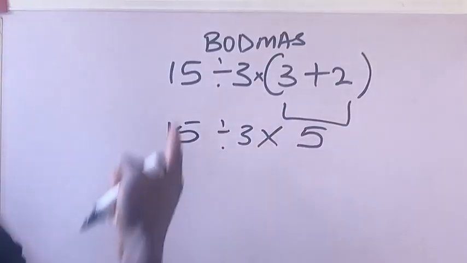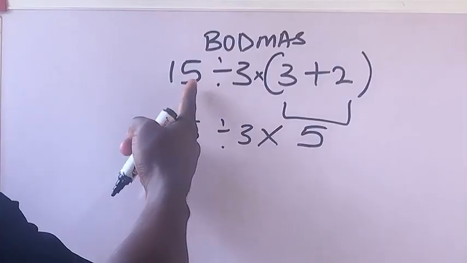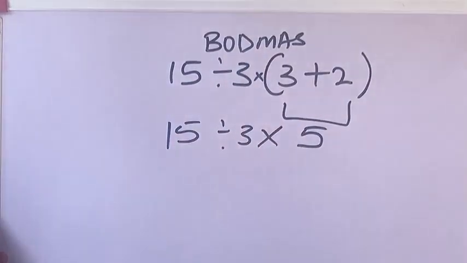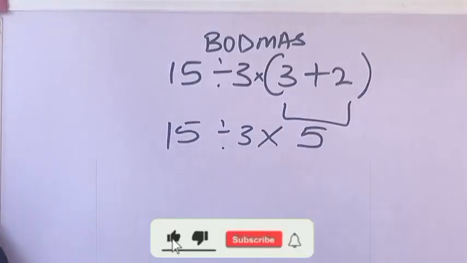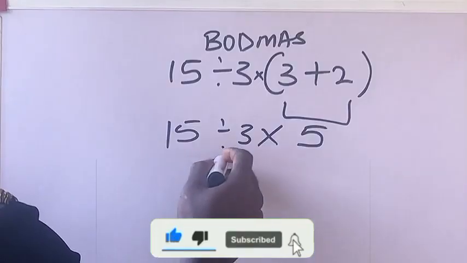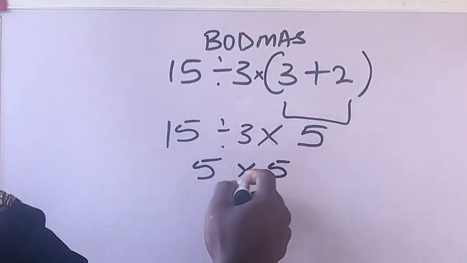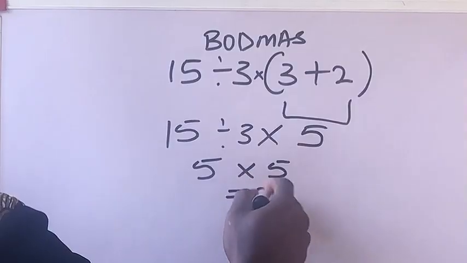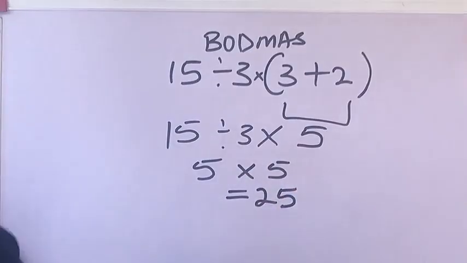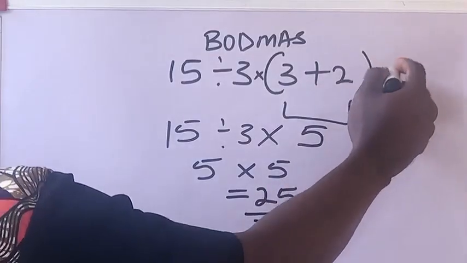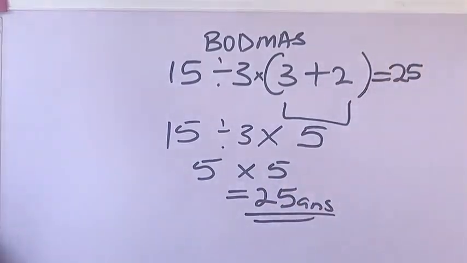15. Now, you know that division comes before multiplication. So we have to divide. 15 divided by 3 will give us what? 5 times 5, which is equal to what? 25. So our final answer is what? 25.